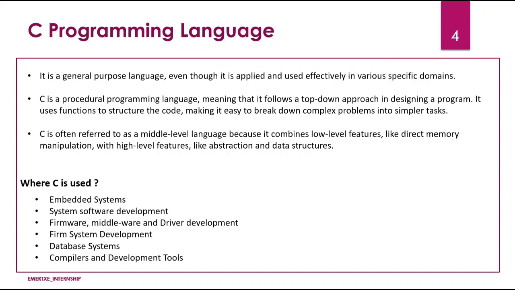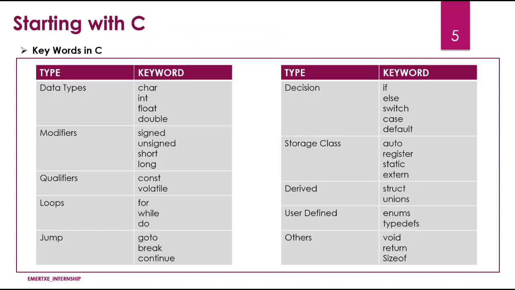C programming language is a general purpose language. Even though it is applied and used effectively in various specific domains, it is a procedural programming language, meaning that it follows a top-down approach. And C is often referred to as a middle level language because it combines low level features as well as high level features. It is used in embedded systems, system software development, firmware, middleware, and driver development, database systems, compilers, and development tools.